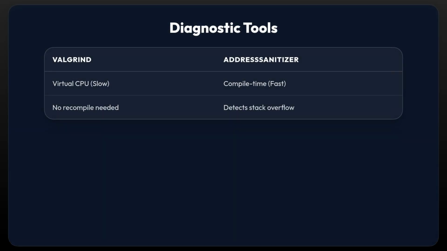To fight these, we use tools like Valgrind and AddressSanitizer. Valgrind runs your code on a virtual CPU. It is thorough but incredibly slow. AddressSanitizer, or ASAN, instruments your code at compile time. It is much faster and can even catch bugs on the stack that Valgrind misses.